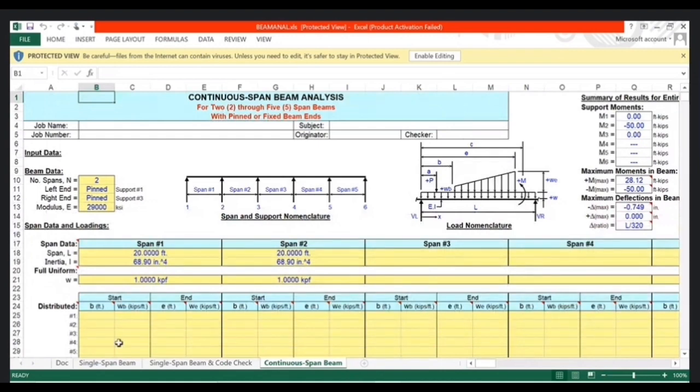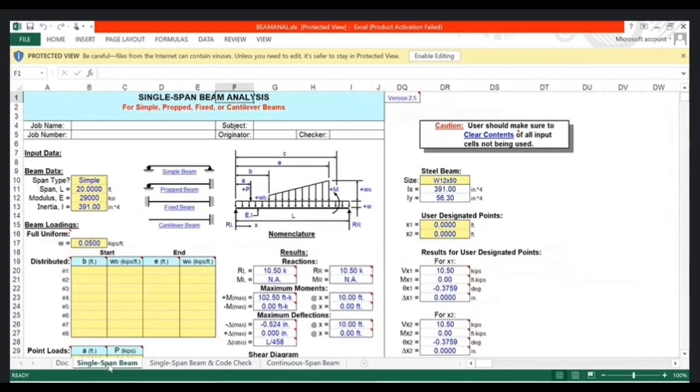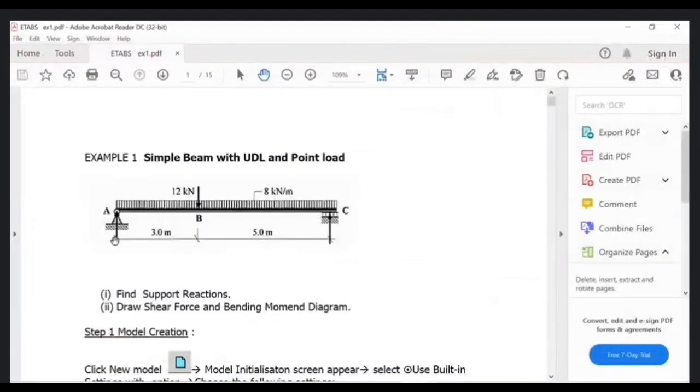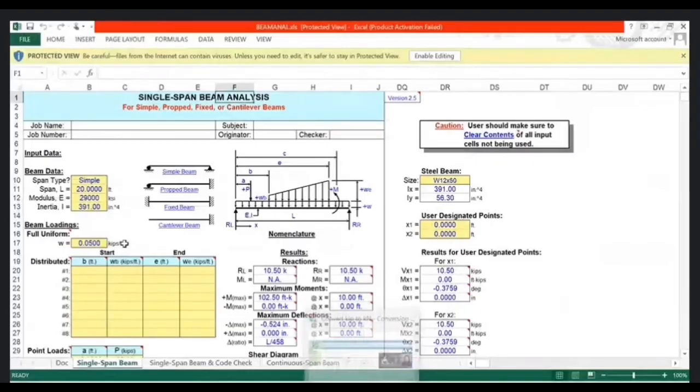So now we can start with our example. We can see here there is a simply supported beam on which two loads are acting. The first one is 8 kilonewton per meter and the second one is 12 kilonewton. These units of the loads and the length are in the MKS unit. In our Excel sheet, the units are in feet and kilopound. So firstly, we have to convert our units into feet and kilopound.